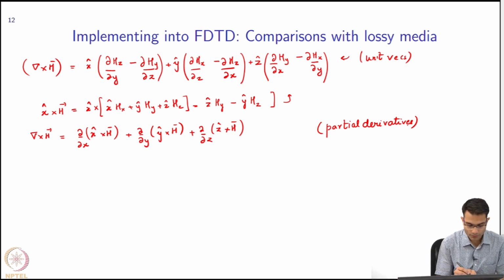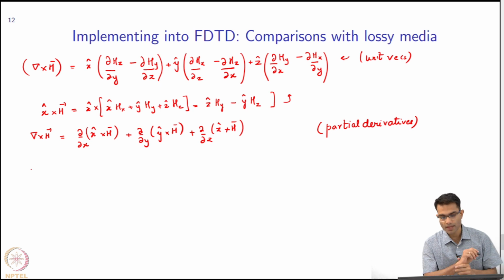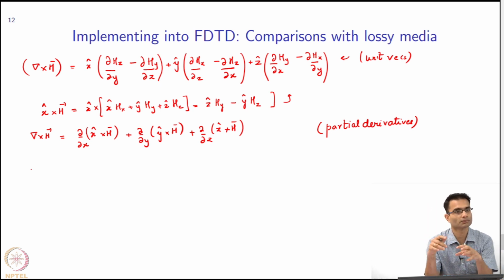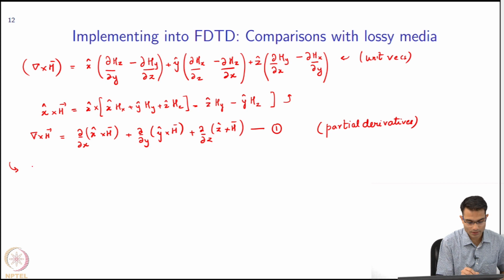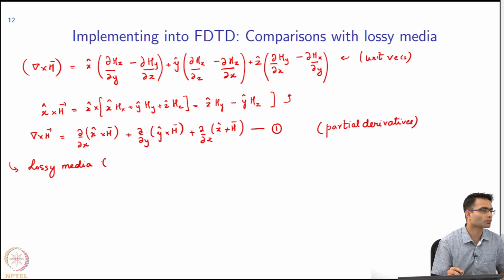Now, let us look at, for example, to make the implementation into FDTD, we will use something which we already know, which is how to deal with lossy media. Okay. So let us put this equation 1 on hold and we will see the comparison next. We will look at lossy media and we will use something very simple, our Ohm's law. Okay, we have already done that before. Ohm's law is J is sigma E, right.